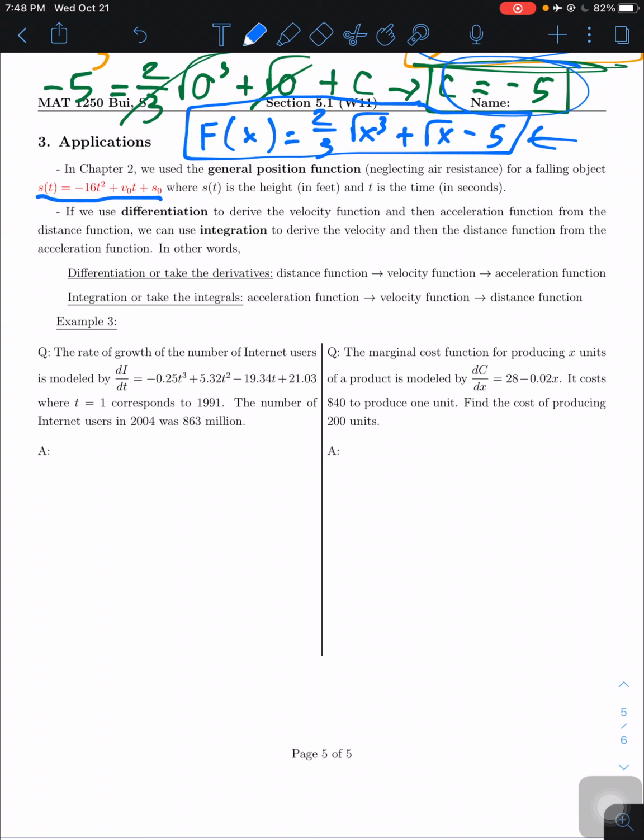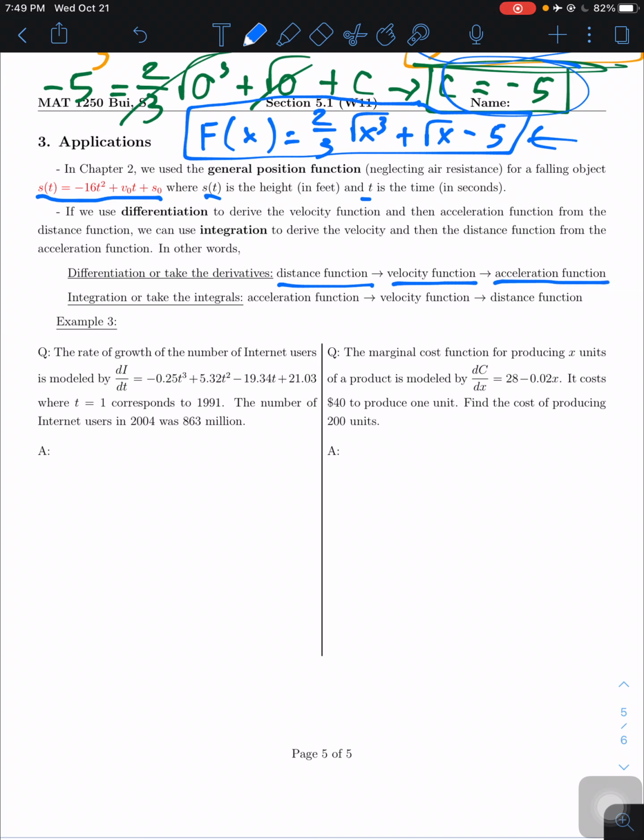Okay? And s in here is the height in feet, and t in here is the time in seconds. We use differentiation to derive the velocity function and then the acceleration function from the distance function. We can use integration to derive the velocity and then the distance function from the acceleration function. In other words, with differentiation, or taking the derivatives, we have the distance function, and from there we get the velocity function, and then by taking the next derivative, we get acceleration.